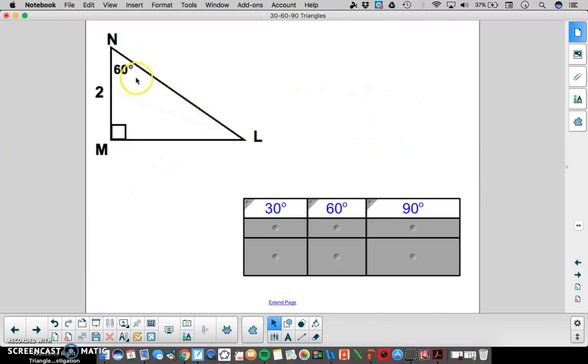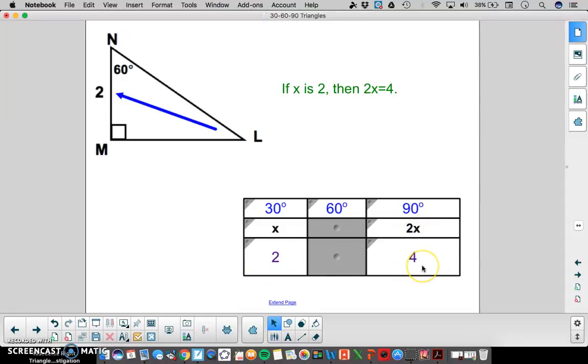In the next example, notice we're given MN, which is 2. That's across from our 30-degree angle, so that's going to be our x value. Notice if x is 2, then the 90 is going to be 2x, which will be 4, because 2 times our x value gives us 4. Then I just have to plug in the x value to the x root 3 piece of the pattern and get 2 root 3. So the longer leg LM will be 2 root 3, and the hypotenuse LN will be 4.